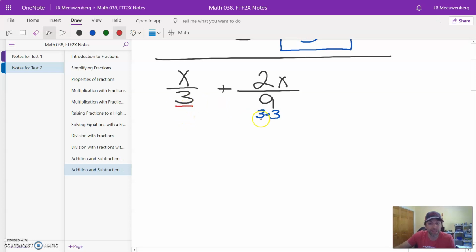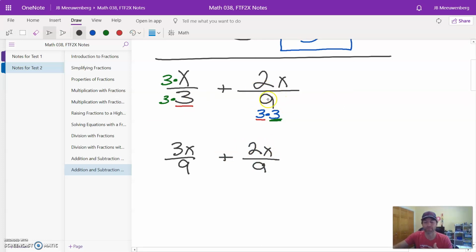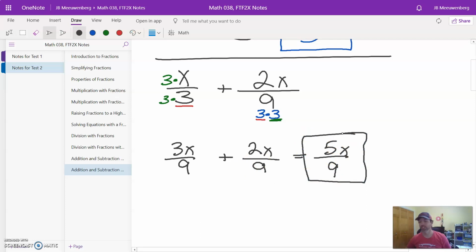This one has a 3 already, and this one has a 3. But this one has an extra 3. So this one needs an extra 3. So we'll do 3 times this, and then 3 times that, right? Multiply the top and the bottom by the same thing. Now, after that, we have 3x over 9 from here, plus 2x over 9. I didn't have to change this denominator at all. That could just stay as it is. Now we can add 2x plus 3x is 5x over 9. Right? That's how many ninths we have. 5x over 9.